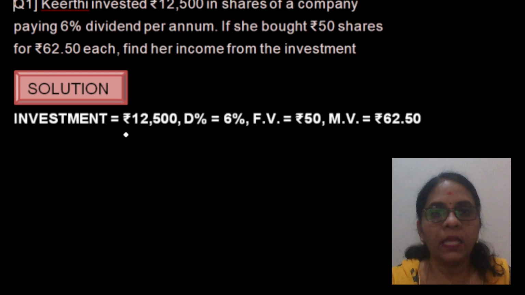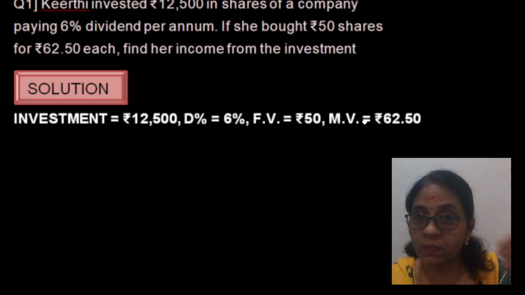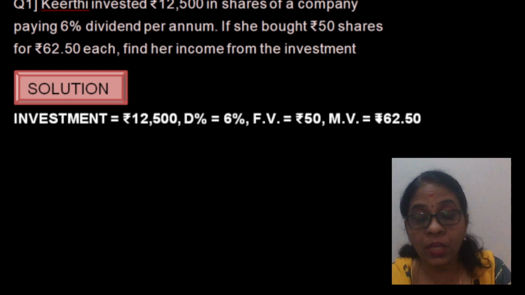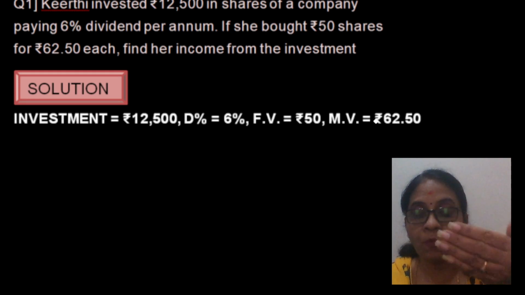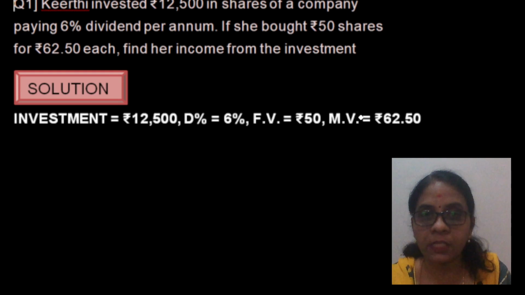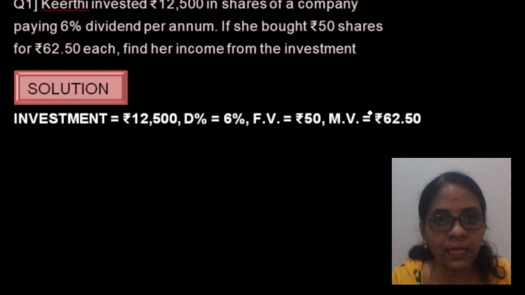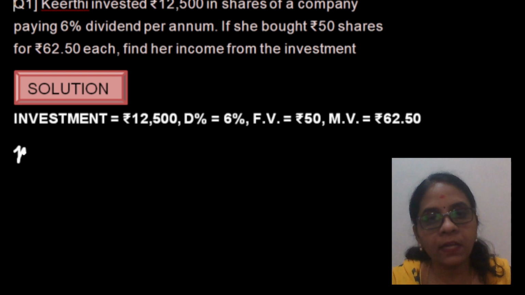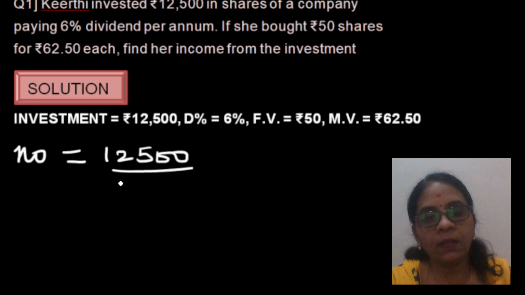Since the investment is given and the market value is directly given, because we learnt in the previous video how the market value changes: when there is a premium it is above par, when it is a discount it is below par, and at par the market value is the same as the face value. Sometimes they don't directly give the market value, but in this question the market value is directly given. So we can happily find the number of shares. The number of shares is equal to investment by market value. Investment is 12,500 by market value 62.50.